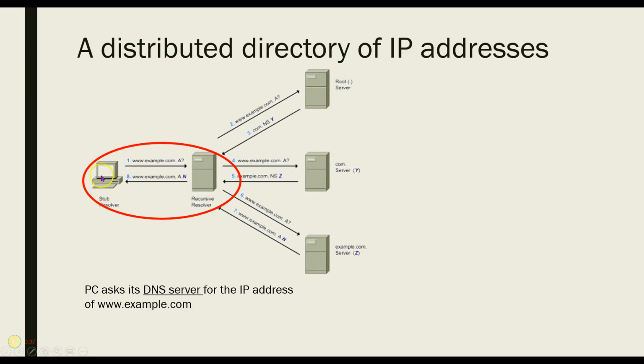If a PC here wants to get to www.example.com, it goes to its DNS server, usually at the internet service provider, and it says, hey, DNS server, what is the IP address for www.example.com? And this DNS server doesn't know. So what does it do?